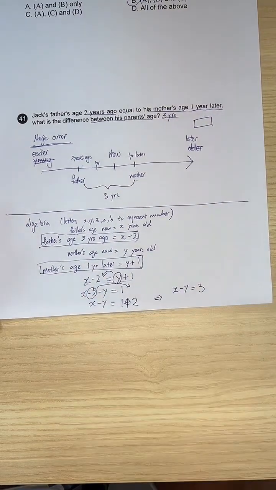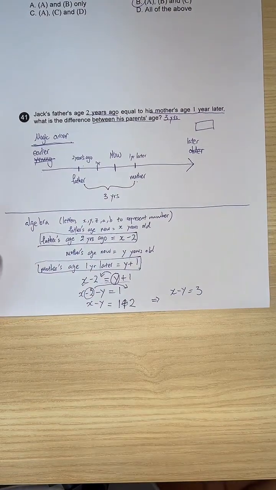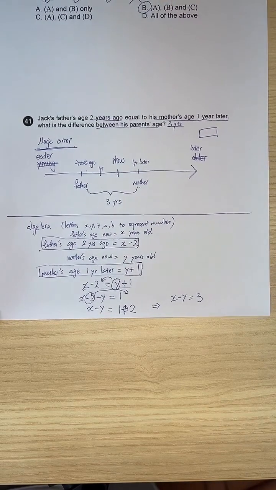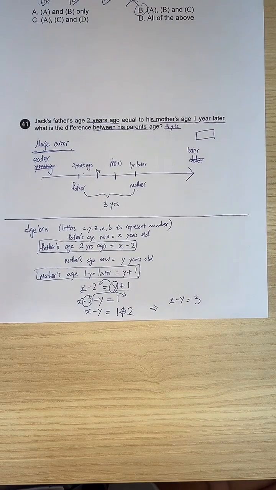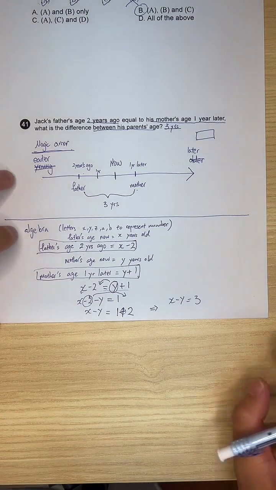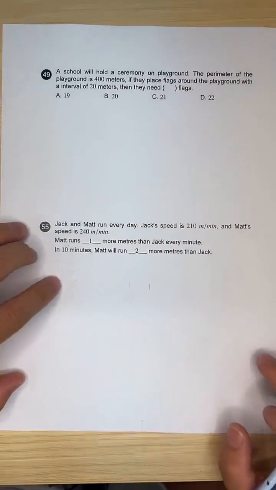Right? Okay, any question for this age problem? Does anyone need me to explain again what is magic arrow, what is algebra? You can just comment. Very stressful, English and maths. Yeah, English can be quite stressful also. Okay, most people say no. Let's move on to the next question.